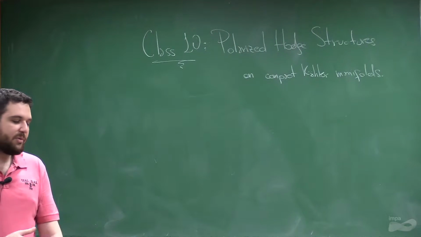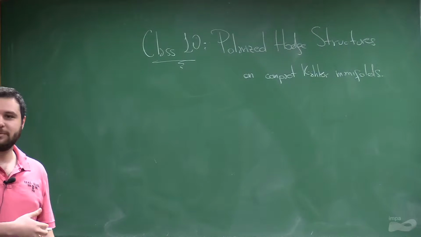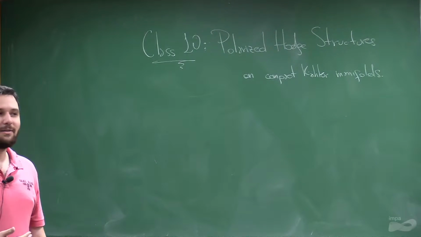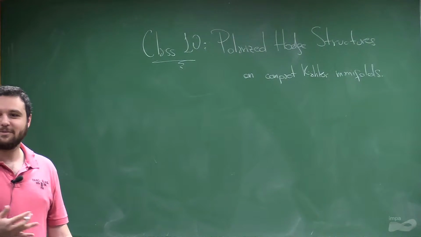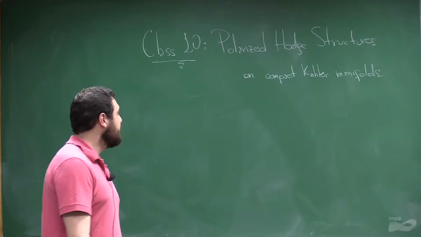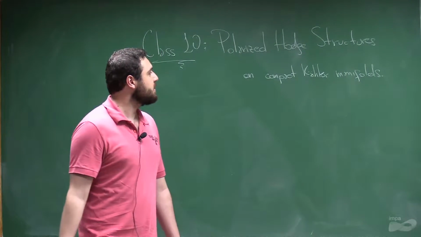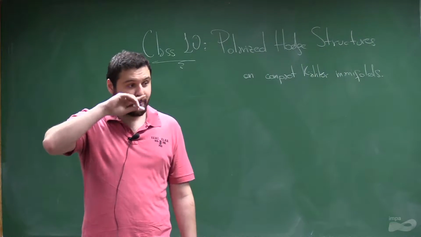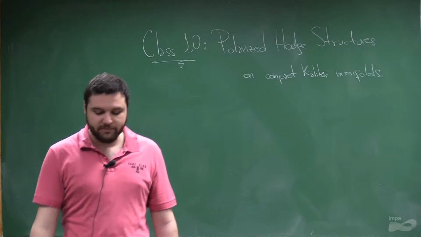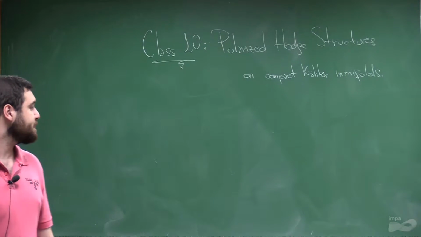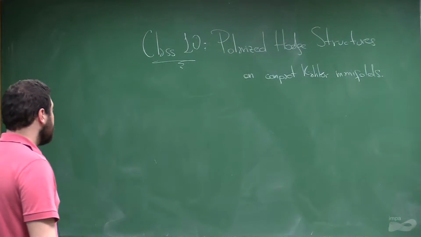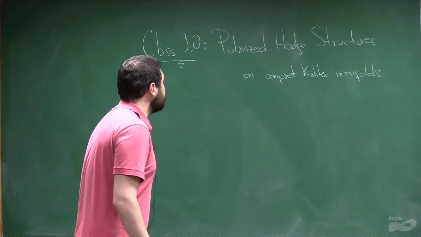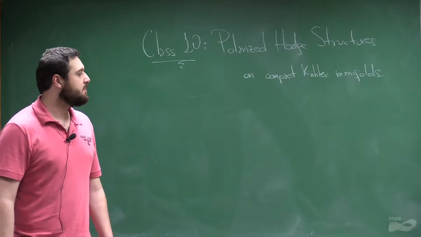And I will prove that this polarization satisfies the properties that a polarized Hodge structure must satisfy. Okay, and that's essentially the Hodge index theorem. So I will give a sketch of the proof of the Hodge index theorem. And at the end, I will talk a little bit about intermediate Jacobians.